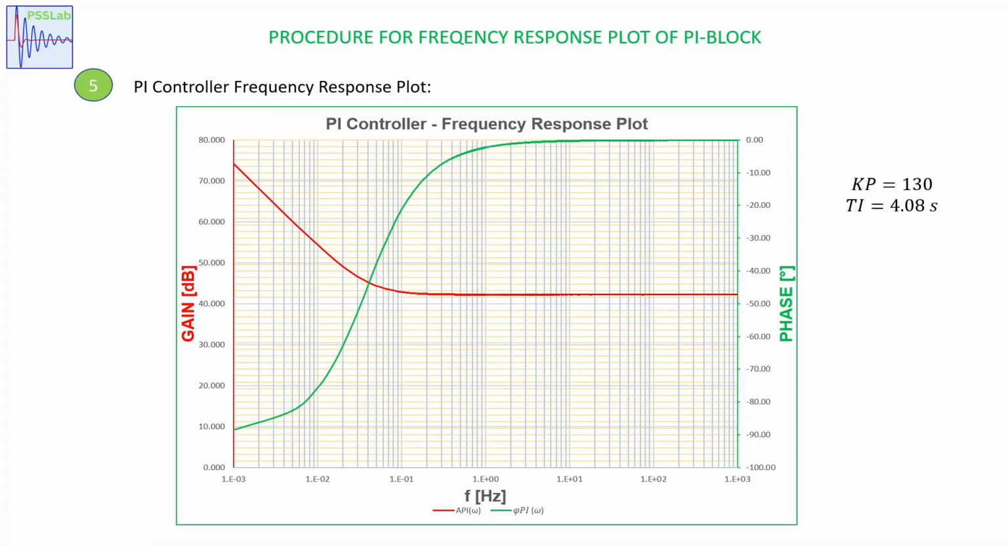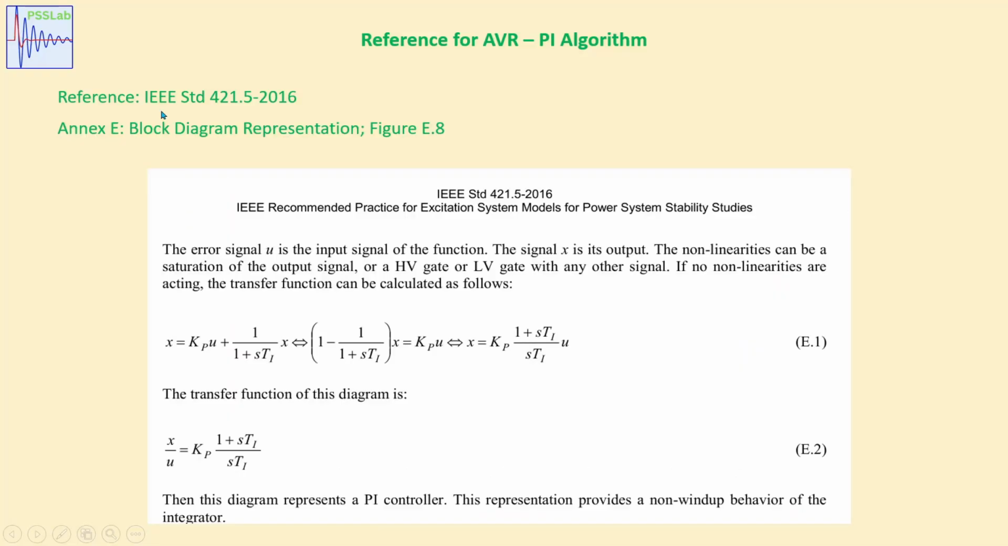Normally, if we perform these analyses in MATLAB, two separate plots would be displayed, the upper one for the gain and the lower one for the phase. The complete calculations in Excel, together with the corresponding Excel plots for the PI block and other blocks, can be provided upon request. Reference for the PI block for your detailed study can be found in IEEE Standard 421.5 Annex E.